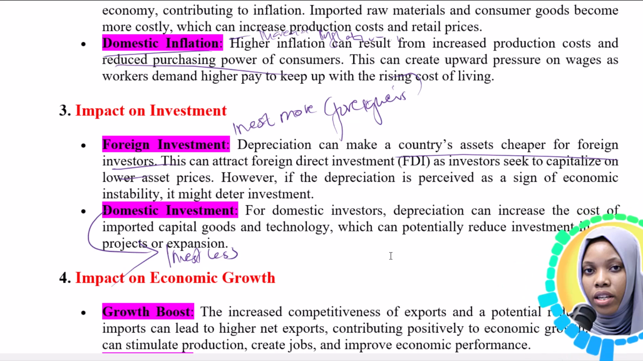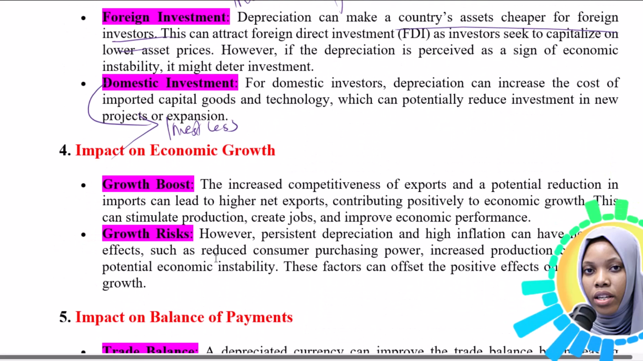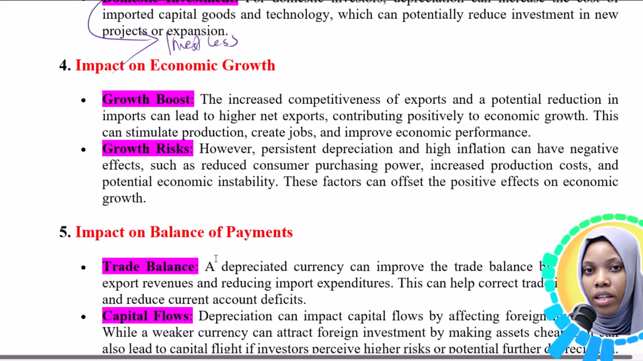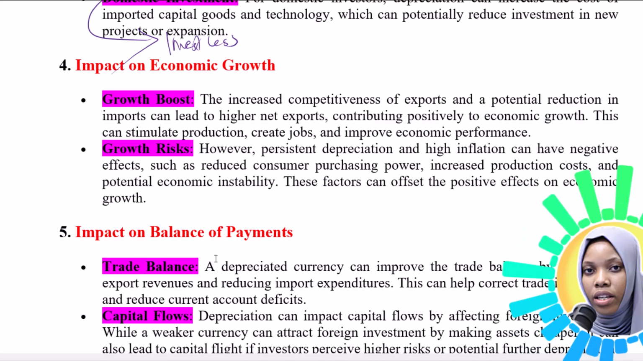And then impact on economic growth is another effect of depreciation of a currency, and it says growth boost. The increased competitiveness of exports and potential reduction in imports can lead to higher net exports, contributing positively to economic growth. This can stimulate production, creating jobs and improving economic performance. And growth risk. However, persistent depreciation and high inflation can have negative effects such as reduced consumer purchasing power, increased production costs, and potential economic instability.